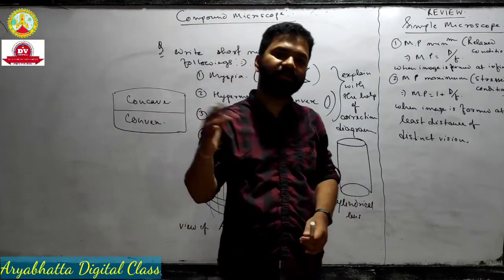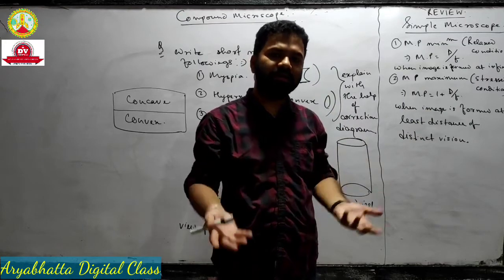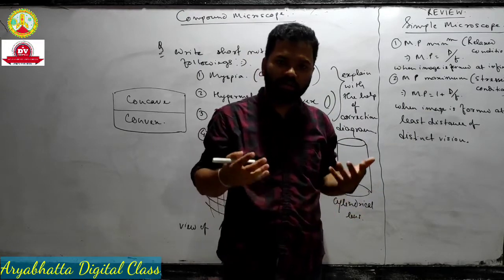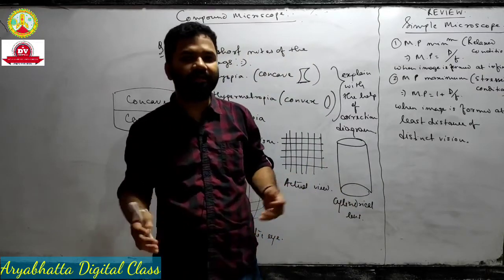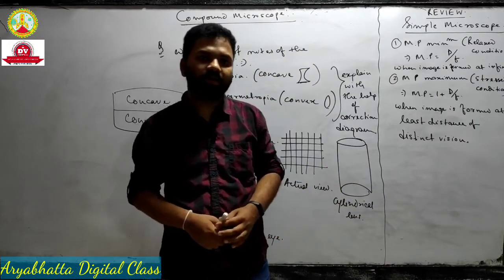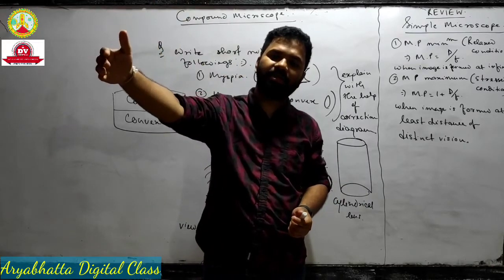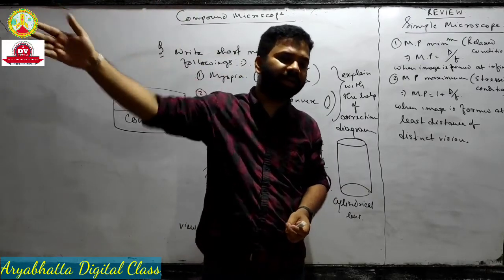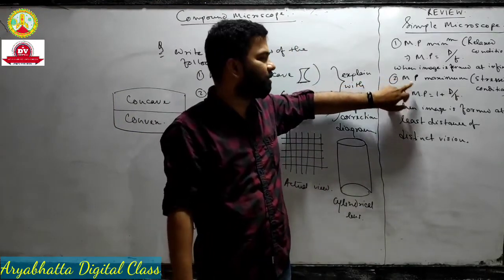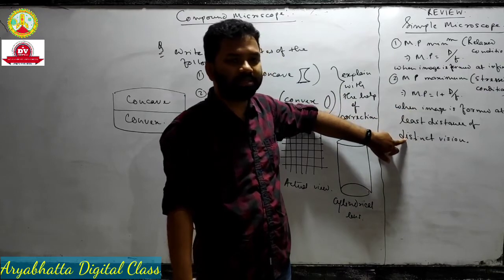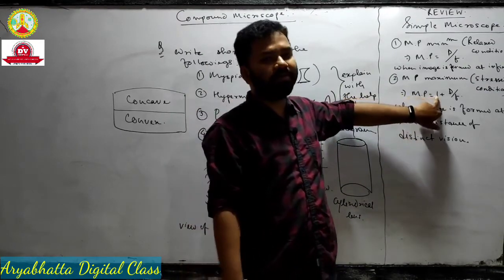Because if the image is formed below the least distance of distinct vision, then you already know that due to the limits of the ciliary muscles or adjustment in focal length, you will not be able to see the object clearly. We can see the object which is in between the least distance of distinct vision and infinity. So magnifying power is maximum when the image is formed at least distance of distinct vision, and the formula is magnifying power is equal to 1 plus d by f.